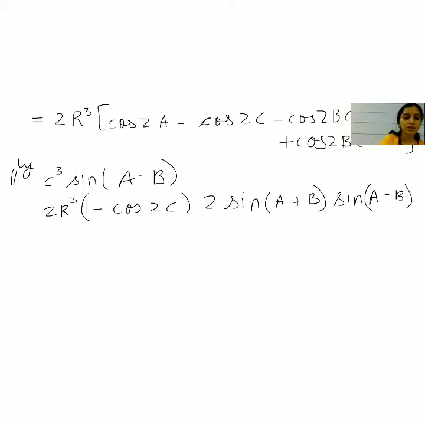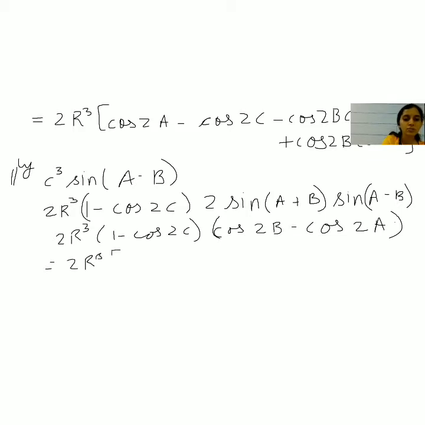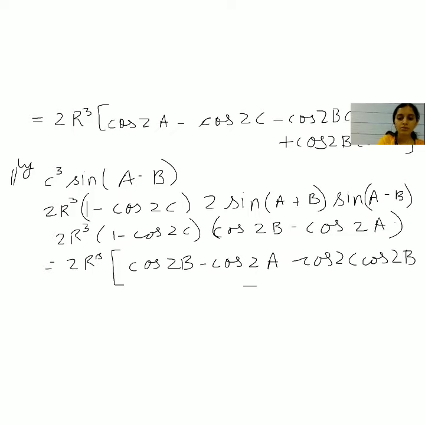So we'll write this as 2r cube 1 minus cos 2c, and use the double angle formula here. 2 sine a plus b sine a minus b will be cos of 2b minus cos of 2a. And we'll multiply these terms. So we'll have 2r cube as it is. In the big bracket, we will have cos 2b minus cos 2a, minus cos 2c cos 2b, plus cos 2c cos 2a. So this will be our third bracket.